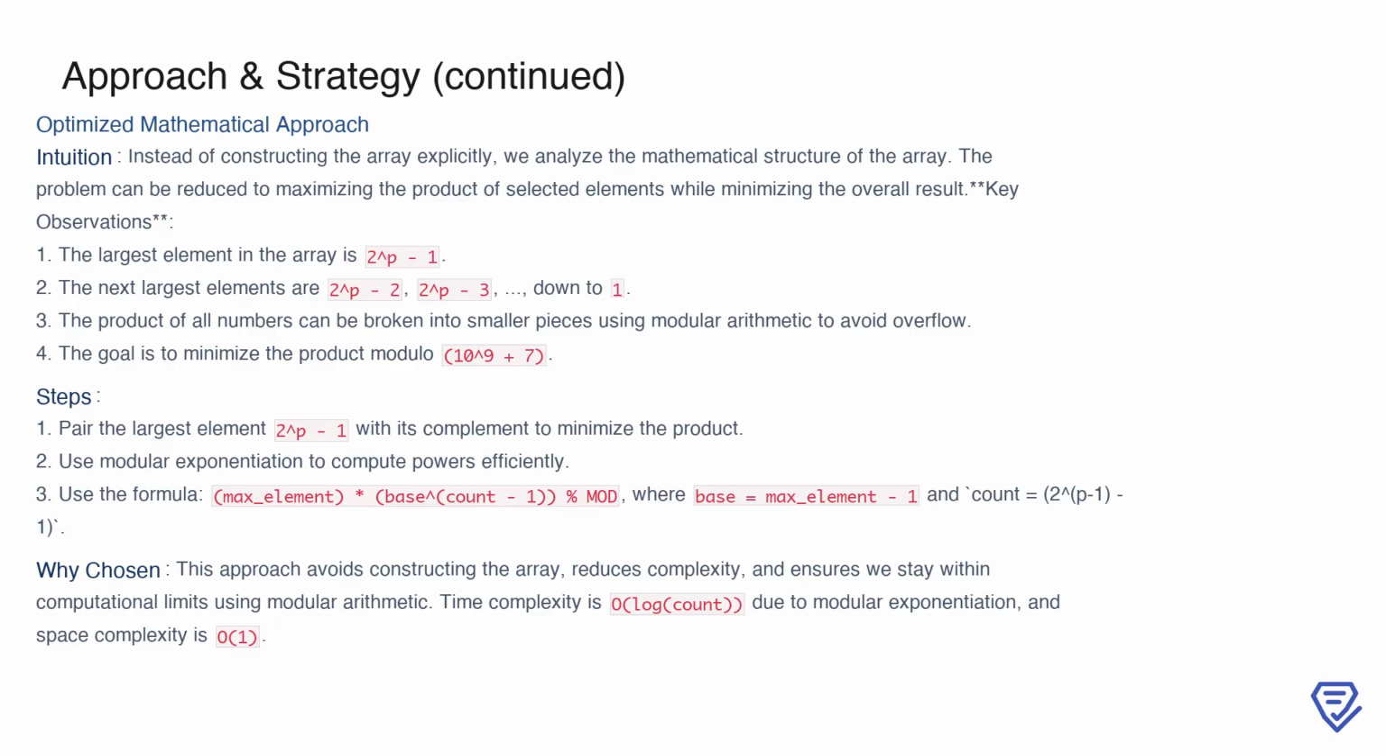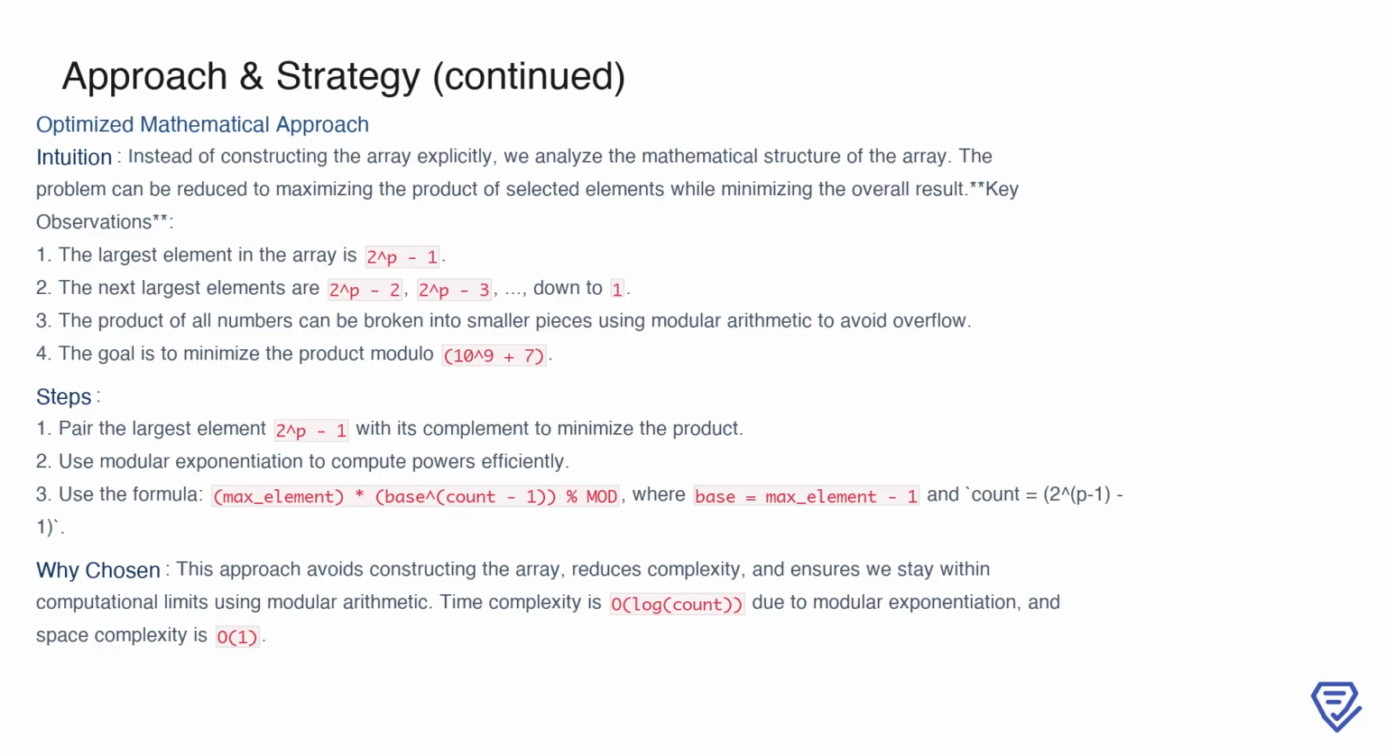Recognizing the limitations of brute force, we turn to a more sophisticated, optimized mathematical approach. The key insight here is that we don't need to explicitly construct the array to solve the problem. Instead, we can analyze its mathematical structure to simplify the computation. Here's how we break it down. The largest element in the array is 2^p - 1, followed by sequentially smaller numbers down to 1. By observing this pattern, we realize that the product of these numbers can be partitioned into smaller, manageable pieces. To avoid the risk of overflow, we utilize modular arithmetic, which allows us to compute results modulo 10^9 + 7.